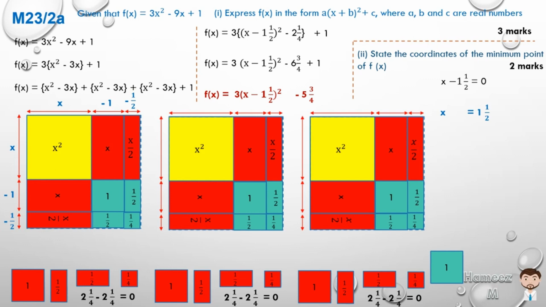And if we want to find the y value, let's substitute into f of x. F of x is equal to 3 by x minus 1 1/2 squared minus 5 3/4. And when x is equal to 1 1/2, then the brackets become 0. So we're left with minimum value of f of x is equal to minus 5 3/4. As such, the coordinates of the minimum point of f of x is 1 1/2, minus 5 3/4.